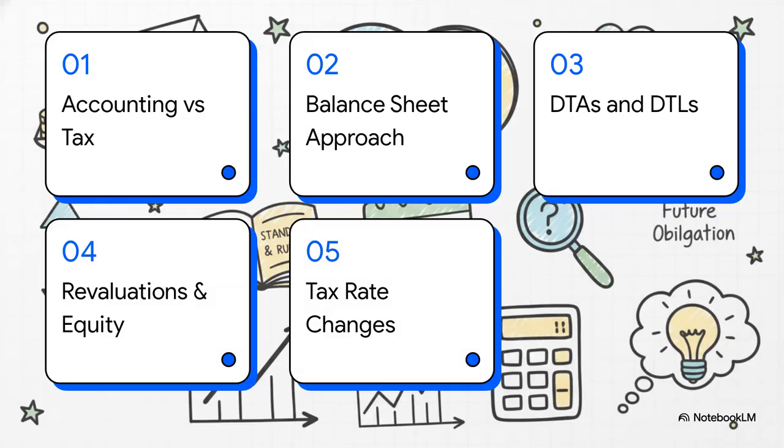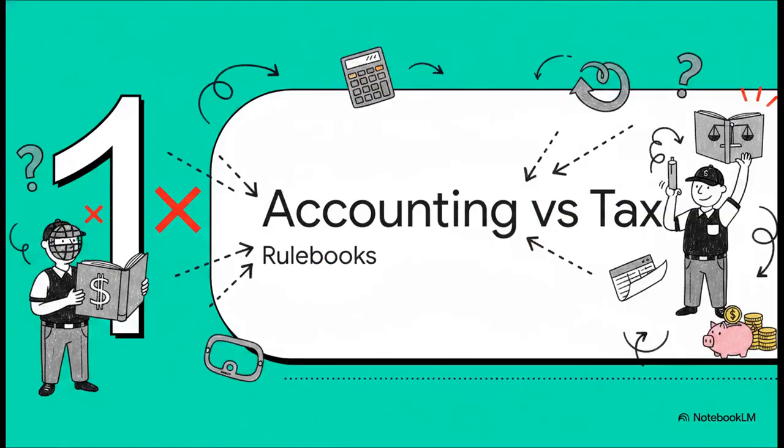Here's our game plan for this explainer. We'll hit accounting versus tax rulebooks, the balance sheet approach, mastering those tricky DTAs and DTLs, revaluations and equity impacts, and finally, adjusting for tax rate changes. All right, let's kick things off with Section 1, Accounting versus Tax Rulebooks.